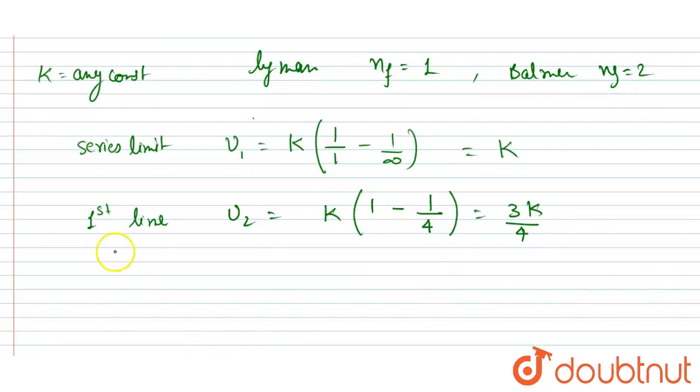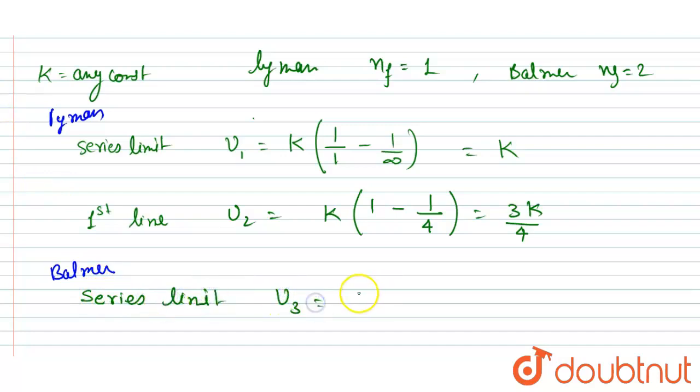Very simple. Now, these two were for Lyman. Now let's move to Balmer. For the series limit of Balmer, I will write the frequency is equal to k times, now the n final will be equal to 2, so 1 by 4 minus, since we are talking about the series limit, 1 upon infinity which is equal to 0, so it will be k by 4.